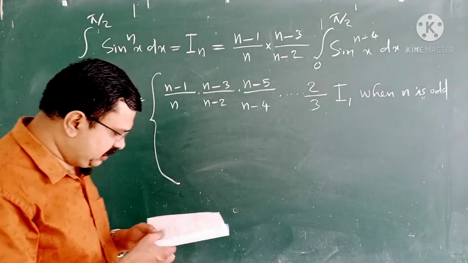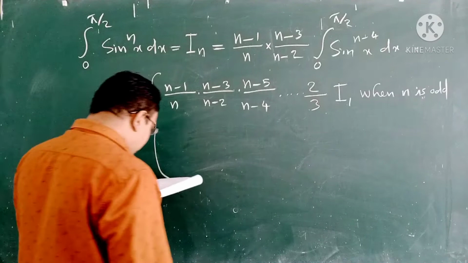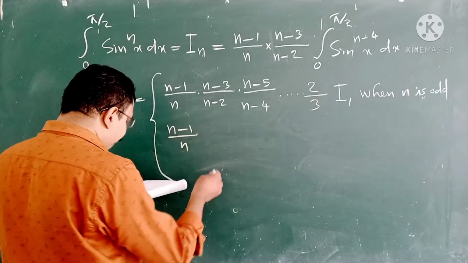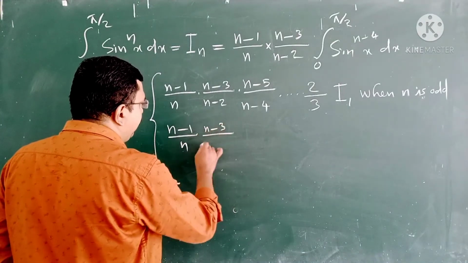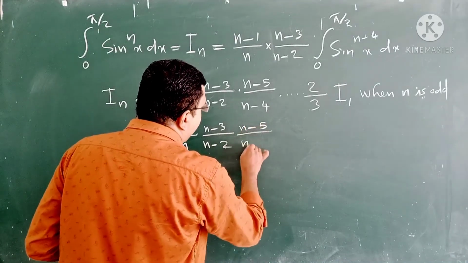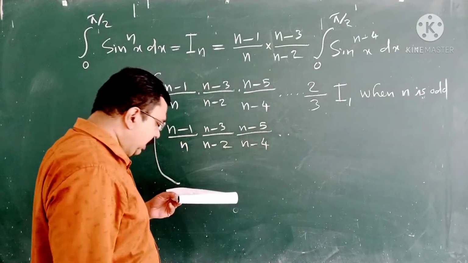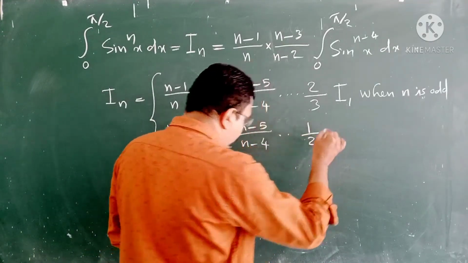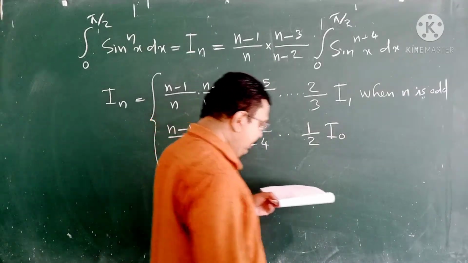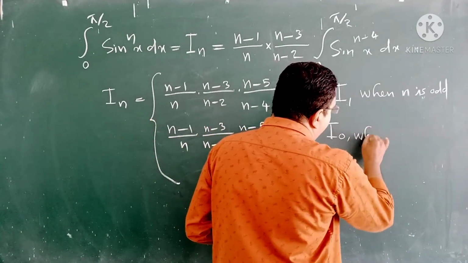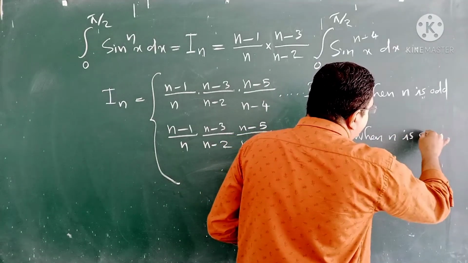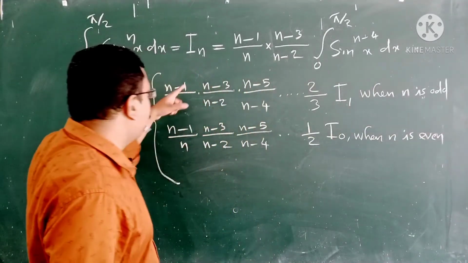Then the second condition is when n is even we get (n minus 1) by n, (n minus 3) by (n minus 2), (n minus 5) by (n minus 4) etc. into 1 by 2 into I0 when n is even. These are the two conditions.